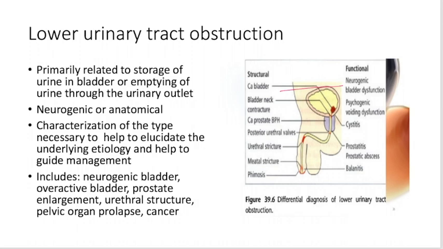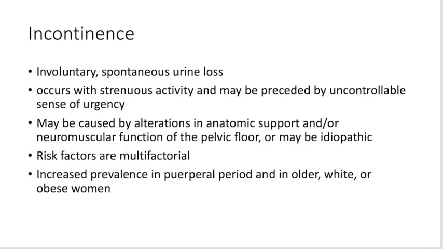When we're talking about these types of issues, we understand that it is a very complex process for micturition. The nervous system is highly involved to control sensory and motor bladder functioning, and the neurologic disorders are usually in the pontine micturition center, and that will result in detrusor hyperreflexia. So incontinence is the involuntary spontaneous urine loss that occurs either with strenuous activity, such as in stress incontinence, or is associated with an uncontrollable sense of urgency, called urge incontinence, or both, which we call mixed incontinence.